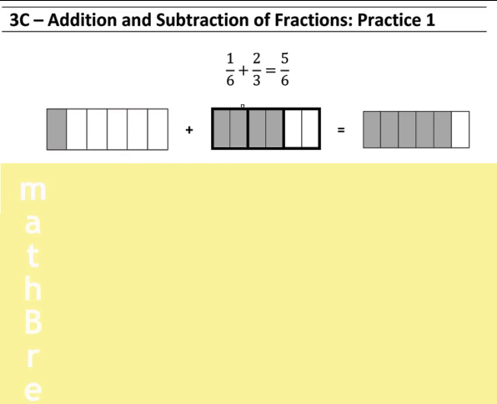Here, if we look at the dark black lines, we have a rectangle divided into 1, 2, 3 equal parts. 2 out of 3 of the parts are shaded in. So this rectangle represents 2 out of 3, or 2/3. Now we want to add 1/6 plus 2/3.